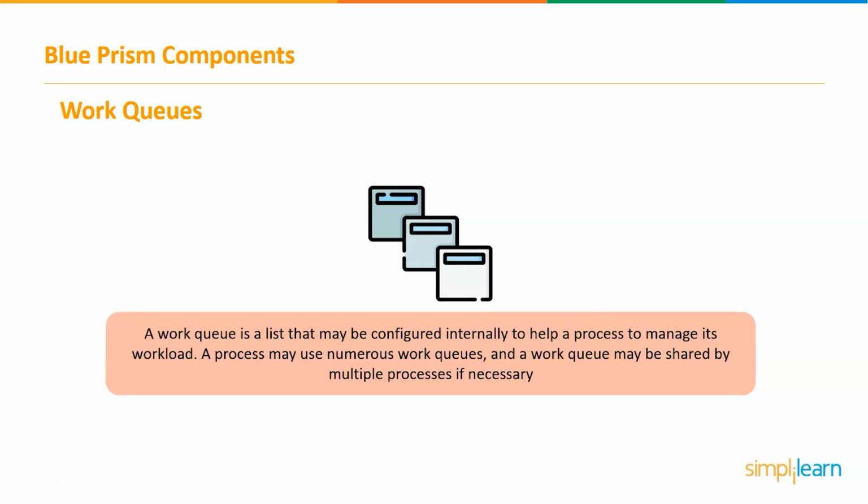The Control Room Queue Management tab serves as the operational user interface for work queues. The tab is divided into 2 sections. The upper half displays a list of queues, while the lower half displays a list of queue items. The configuration of work queues is done in Blue Prism's administrative area, System Manager.